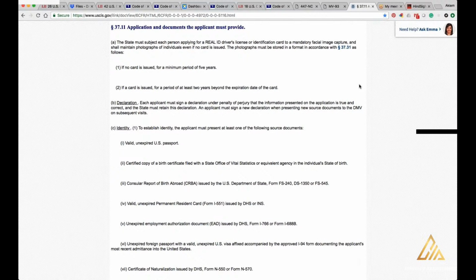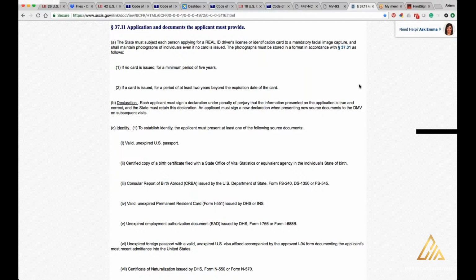The state must subject each person applying for a REAL ID driver's license or identification card to a mandatory facial image capture, and shall maintain photographs of individuals even if no card is issued. So if you get in there and they don't give you the card, they still have to maintain that image of you. When you walk into these places, they're keeping a record of your image.